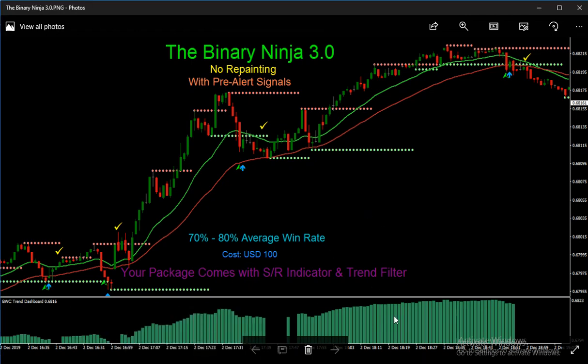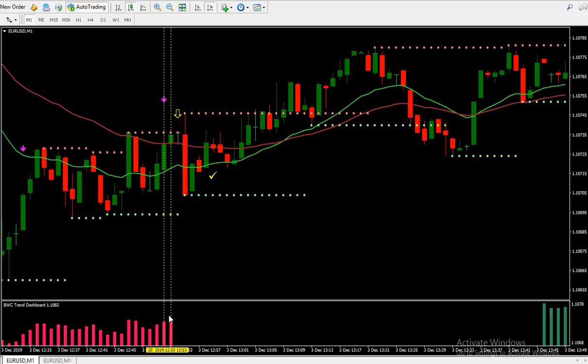Again, when you get this package, everything is there. The trend dashboard, this one is here. The histogram is available. Support resistance is available. Moving averages will be there. The timer will be there, and the two arrows will be there. Okay, that's part of your license. Now back to the charts.